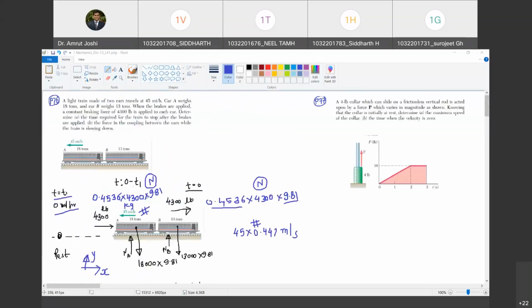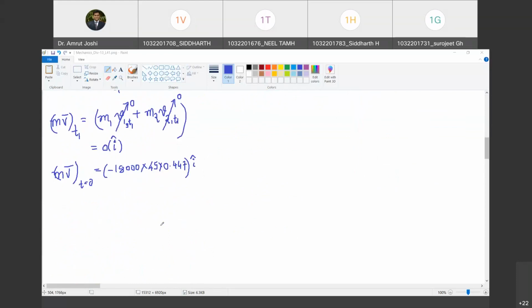Now, what is the velocity of this train in vertical direction? In vertical direction, it is 0. Do you agree with me? Yes, sir. So plus 18,000 into 0 j cap. This is the momentum of the first bogie. Are you with me? Yes, sir.